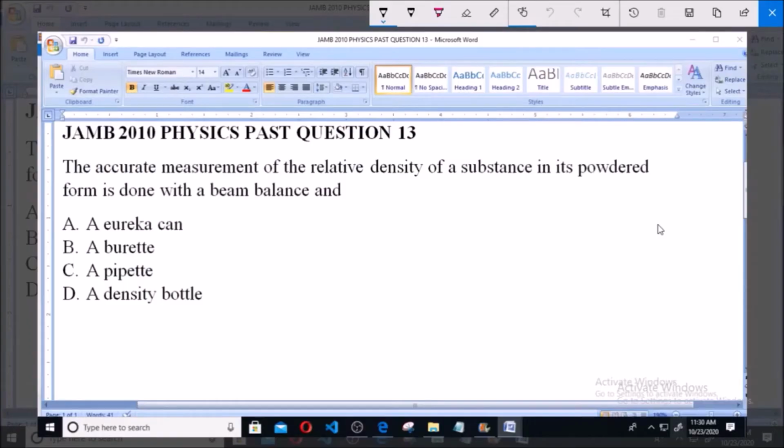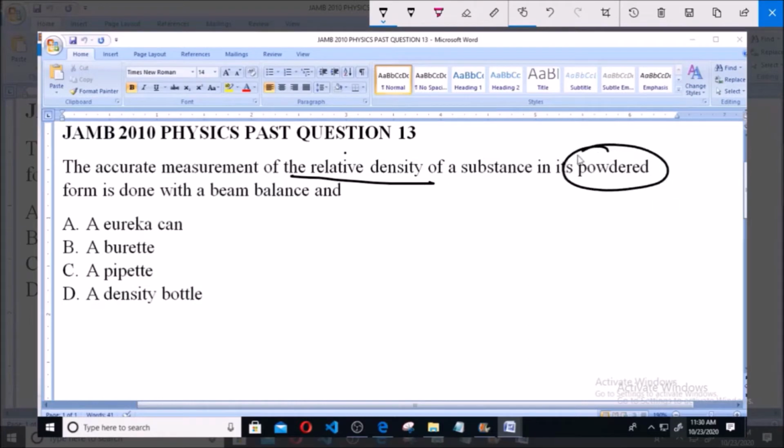Hello and welcome. I will be answering Jamb 2010 Physics Past Question 13. The accurate measurement of the relative density of a substance in its powdered form is done with a beam balance and A. a Eureka can, B. a burette, C. a pipette, D. a density bottle. Now, we are asked for what is used to measure accurately the relative density of a powdered substance.